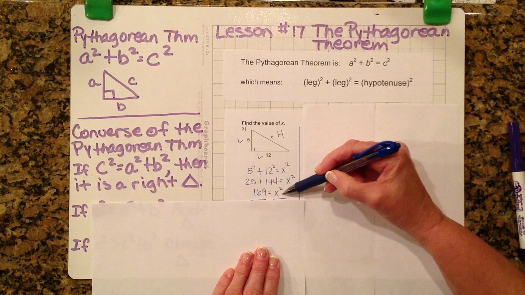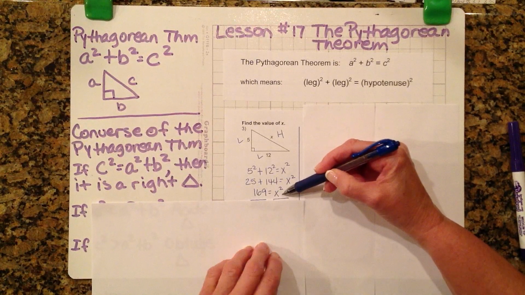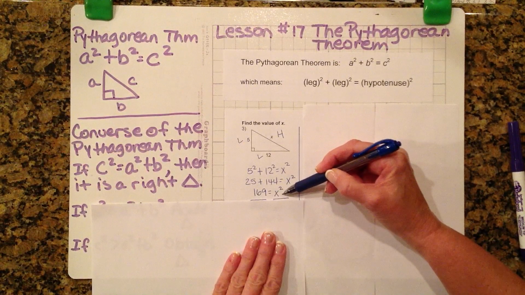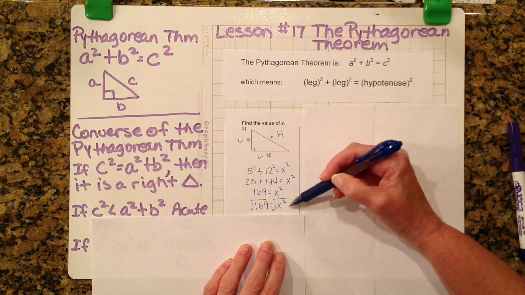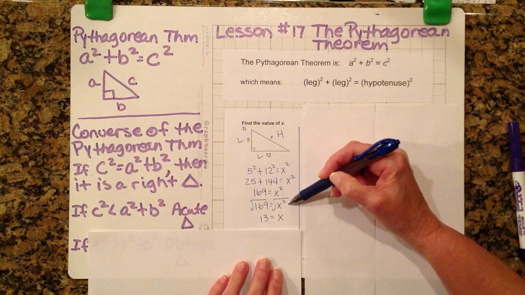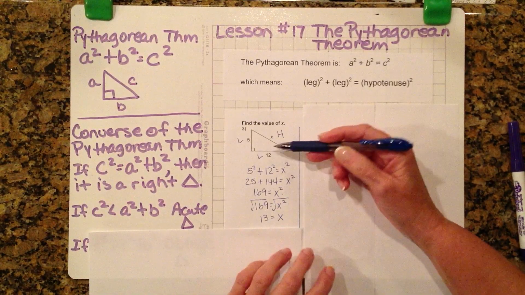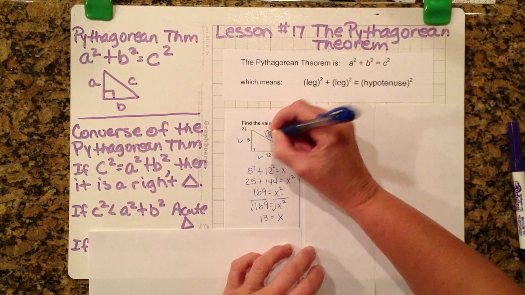And 169 equals x squared. Now remember, to get x all by itself, you're going to have to take the square root of both sides. And 169, the square root of that, happens to be 13. So my value for x here is 13.